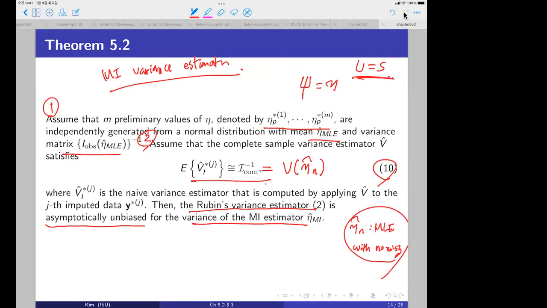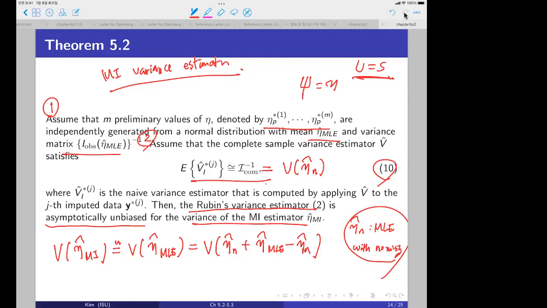So remember, we are interested in estimating the MI, right? And we are interested in estimating the MI. And MI is approximately equal to MLE, right? And so that means we are actually kind of doing, okay, and then do something like this.